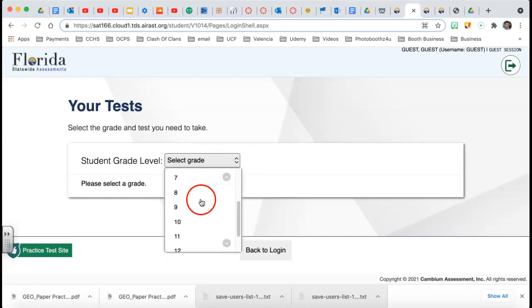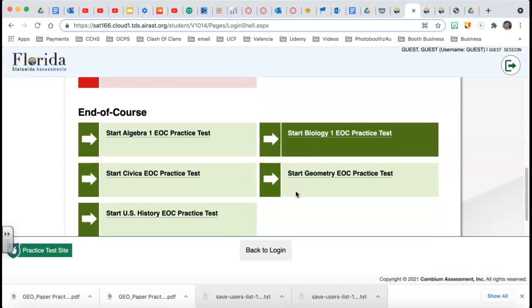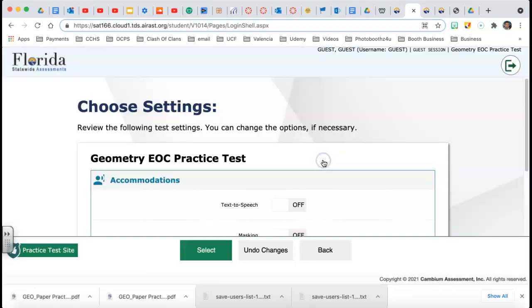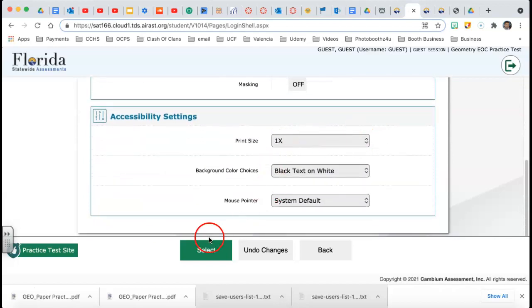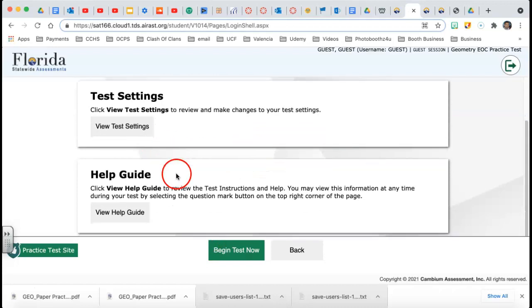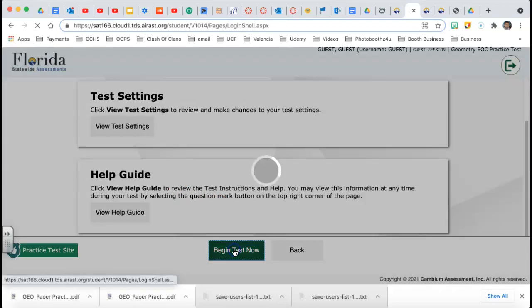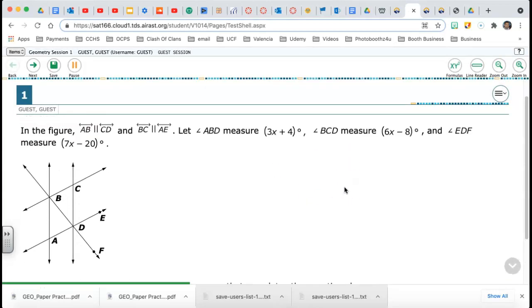Grade level is 8th grade. Okay, that's when it's offered, geometry honors. We scroll down, Geometry EOC practice, no accommodations, no change of anything. Select. You can change this, check the settings, you can do all this, or go straight to the test. Same thing the day of the exam. All right, so let's start.